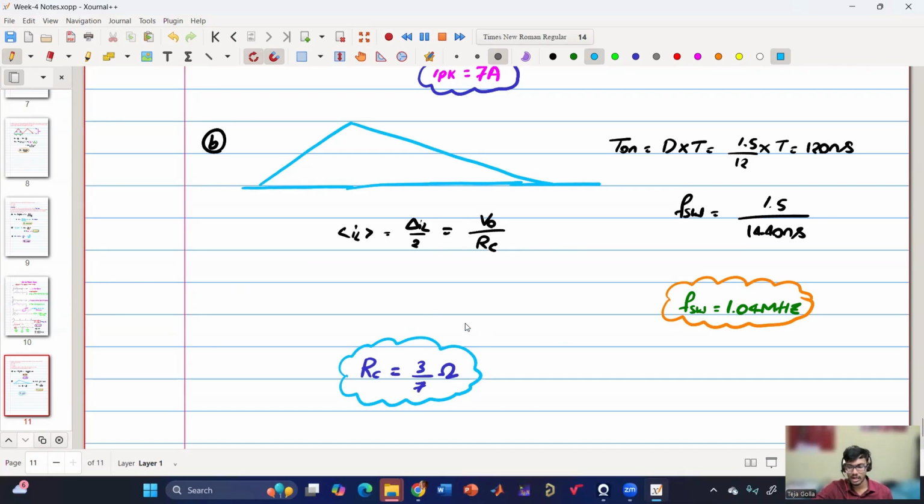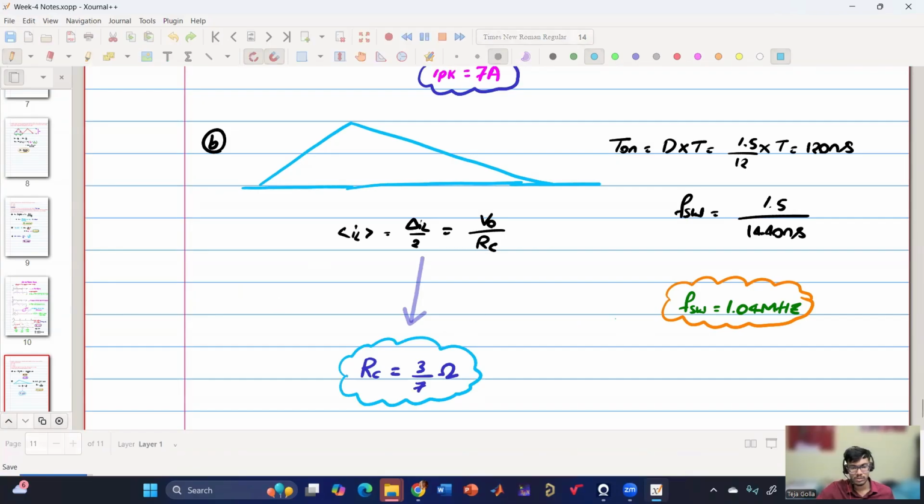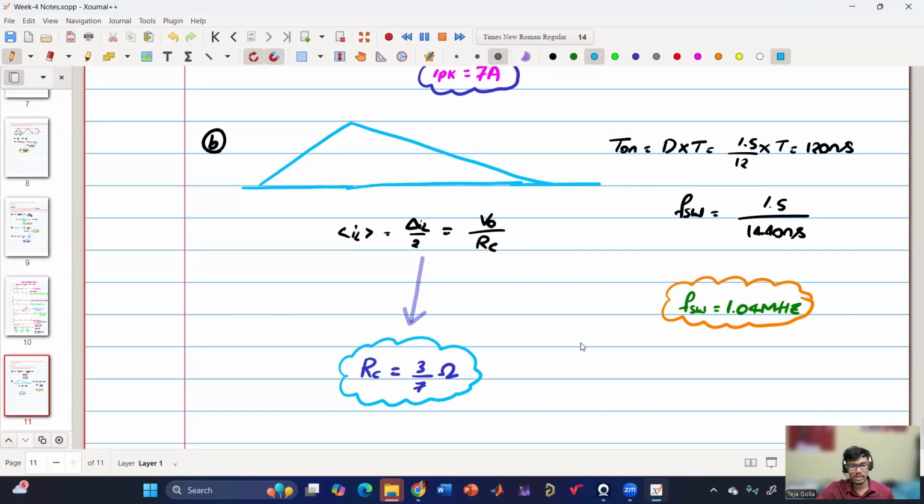Everyone, how we have calculated RC? So basically we have calculated from this expression. Is this clear for everyone? Sir, that last part, delta IL by 2, can you just explain once? I didn't understand that part.